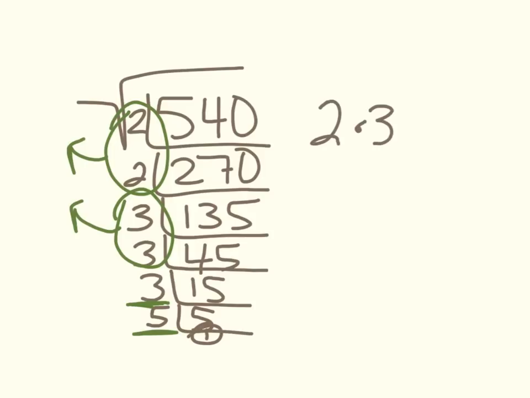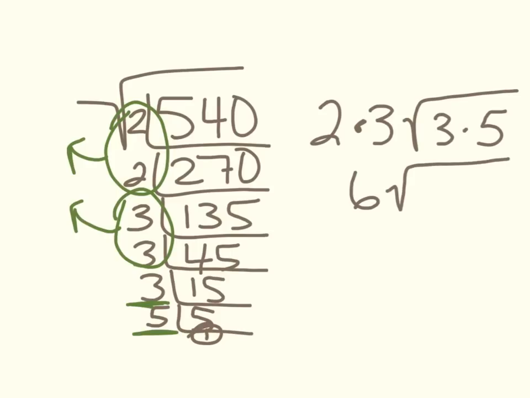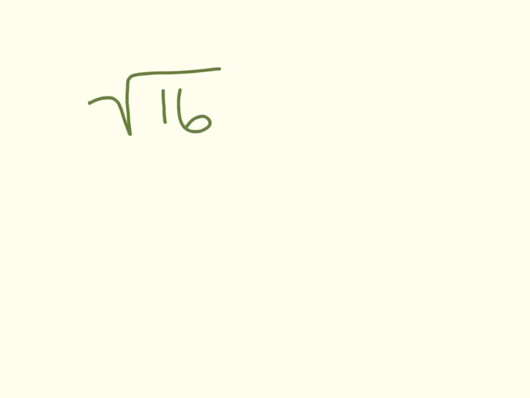So that 2 and that 3 get to come out and play, and we already discussed we're going to multiply those together. 2 times 3. And then in the radical I have the 3 and the 5. Well, what am I going to do with the 3 and the 5? Well, they get multiplied together too. So my numbers on the outside, 2 times 3, multiply together to give me 6. My numbers on the inside, I have a 3 and a 5. Those get multiplied back together, and I get 15. So my final answer is going to be 6 square root of 15. So that means the square root of 540 reduces down to 6 square root of 15.